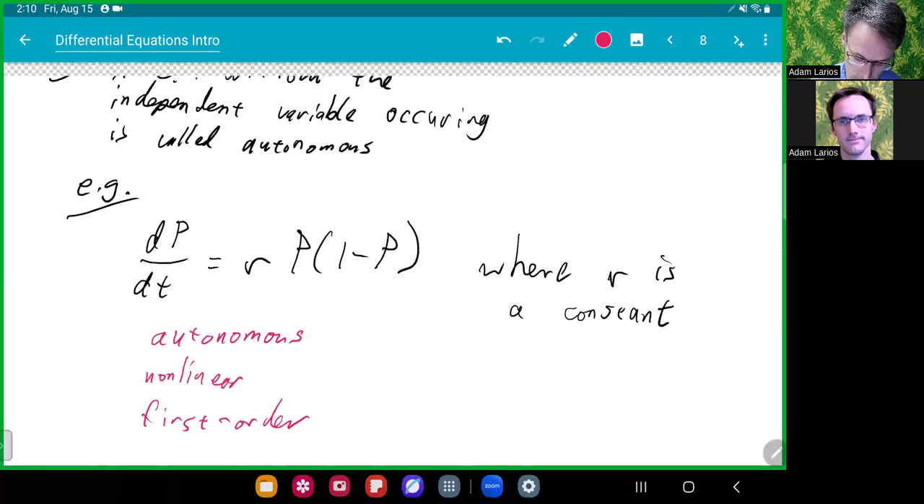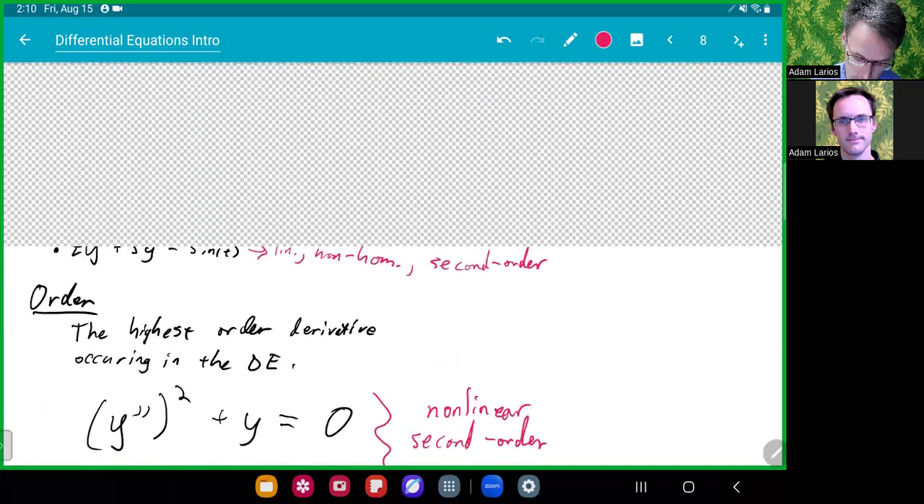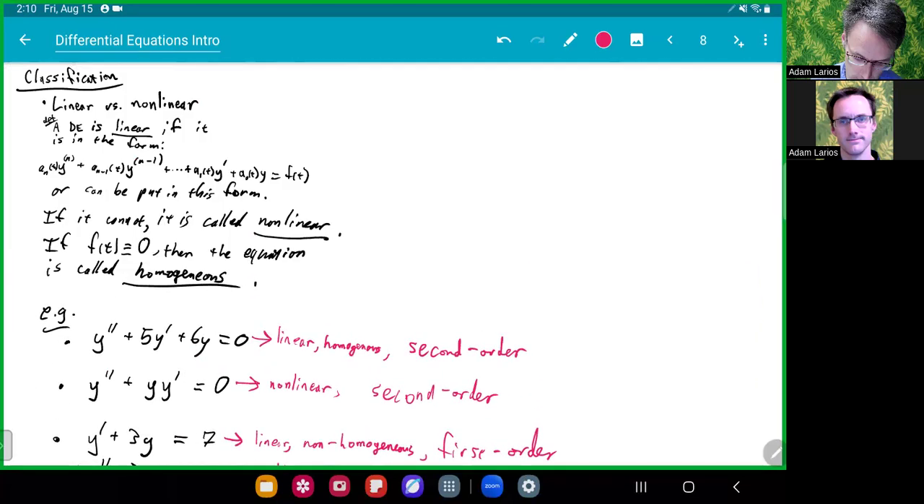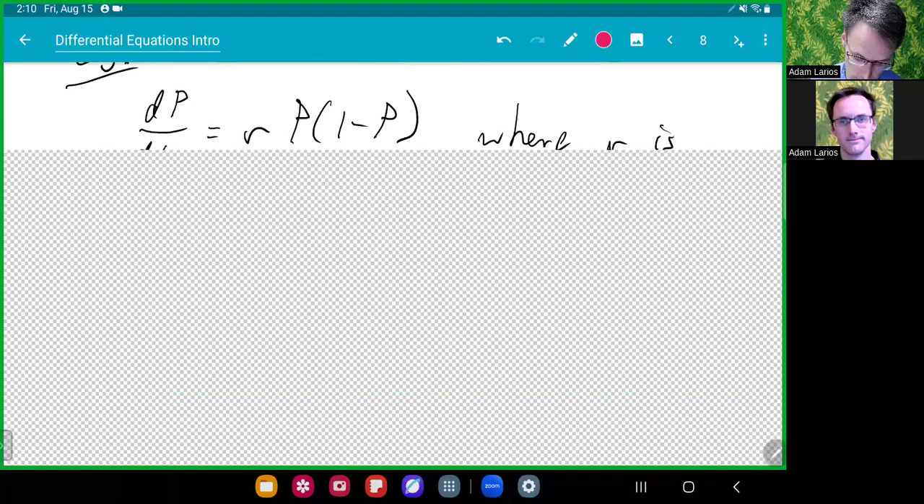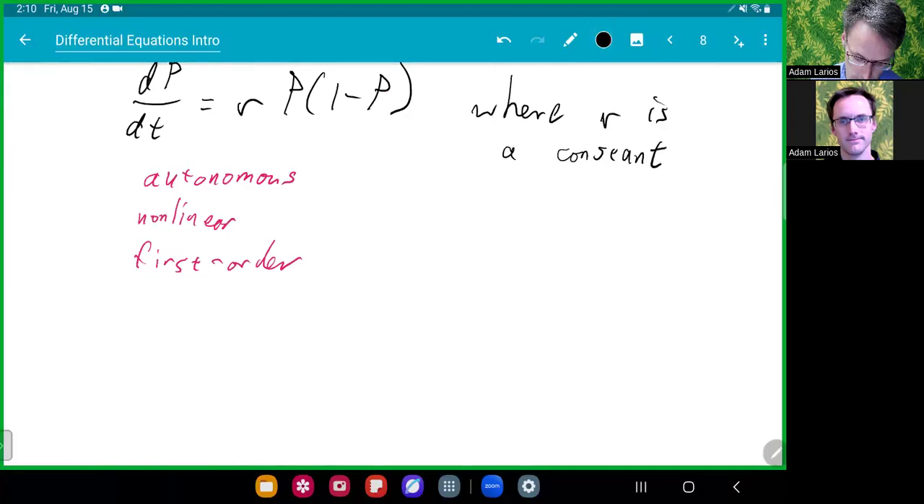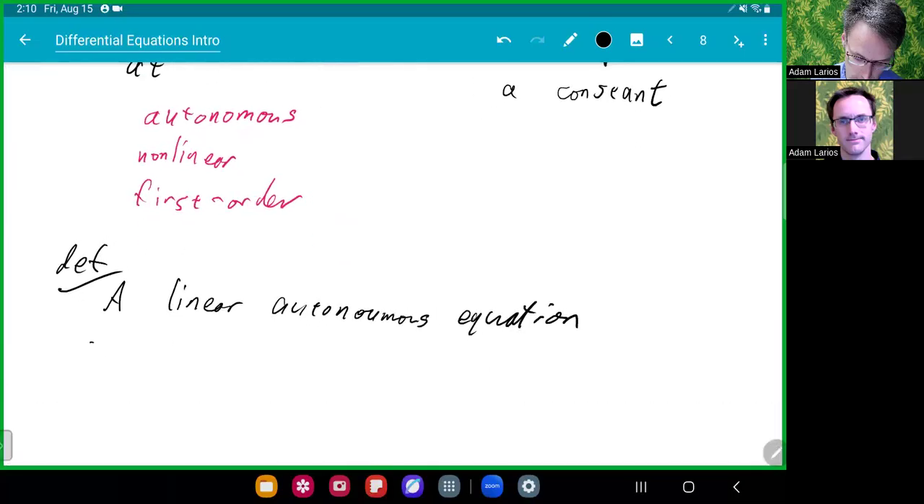Sometimes for autonomous, especially in the case of a linear equation, we talk about having constant coefficients. So maybe we should write that down. So one more definition: a linear autonomous equation is said to have constant coefficients.